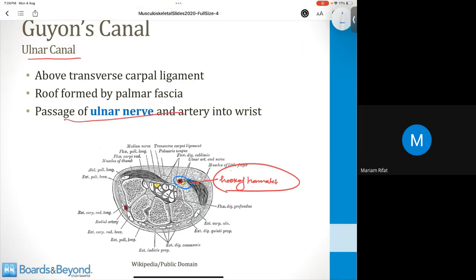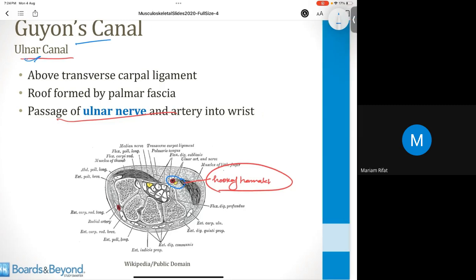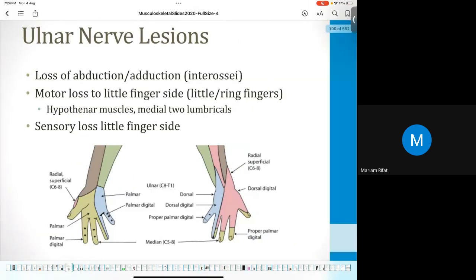And how do we irritate this ulnar nerve in Guyon canal? Mostly those who are riding a bicycle. So with the bicycle handle, they can keep on compromising the ulnar nerve in Guyon canal. And those individuals are going to be having problems of ulnar nerve mostly, right?